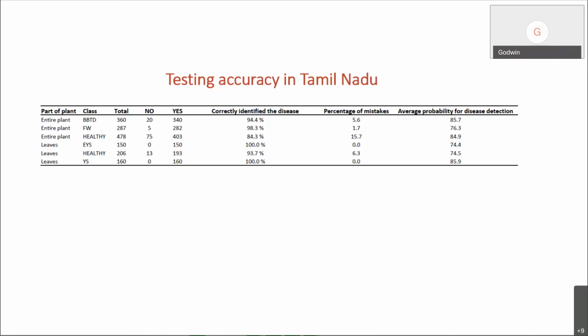I got that, sir. My question is between correctly identified the disease and average probability, what is the direction? I didn't get it. This is for correctly identified, but finally, yes, this is the disease. Okay. So can you tell about the yield prediction? Yield prediction, we are planning to.